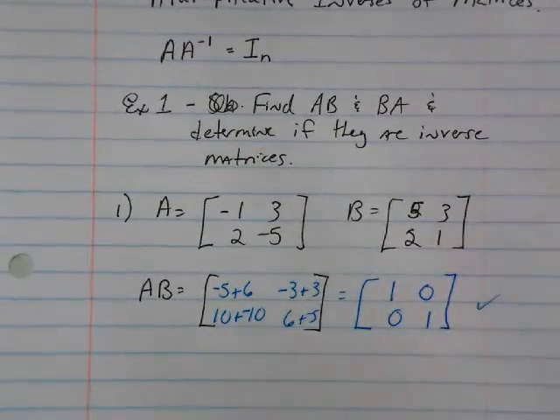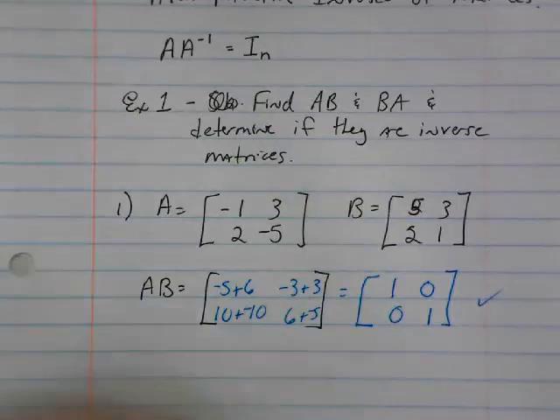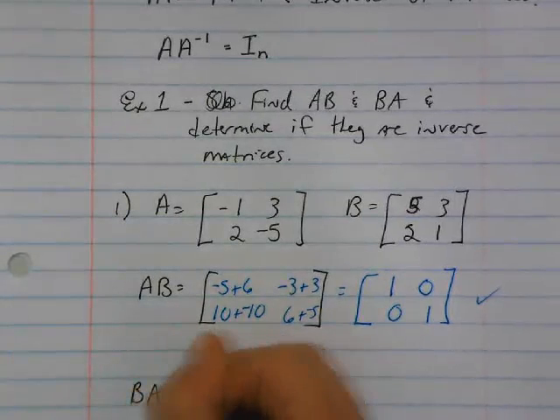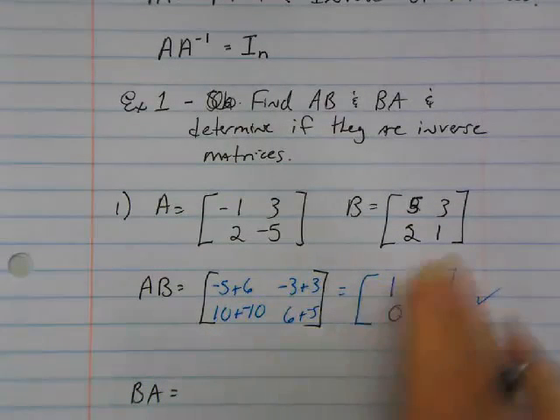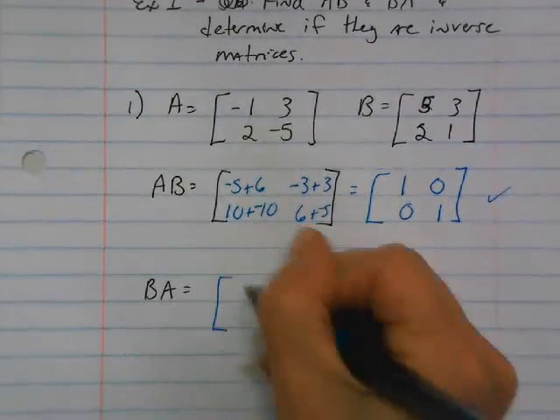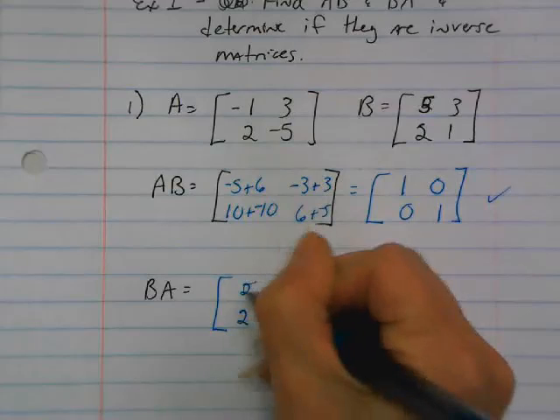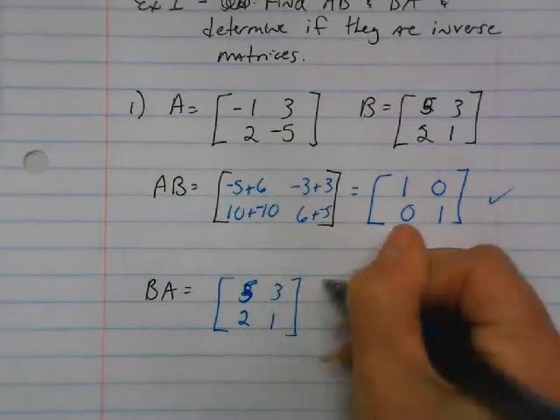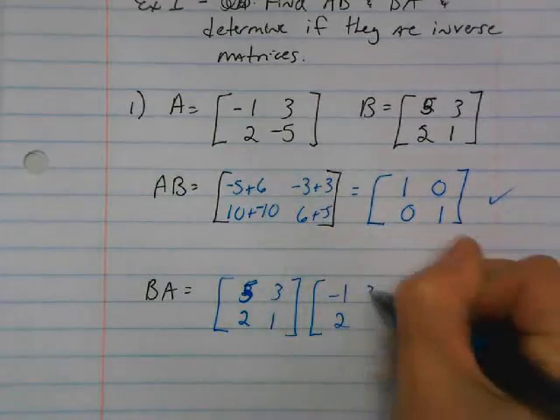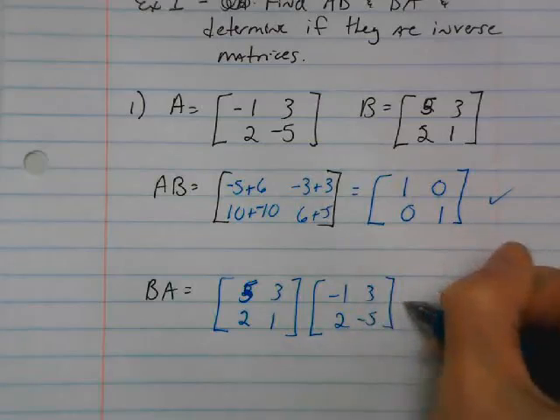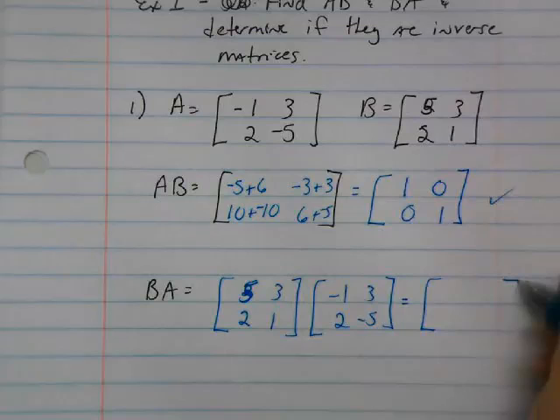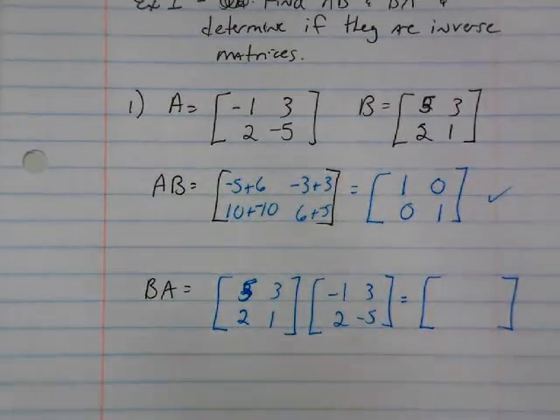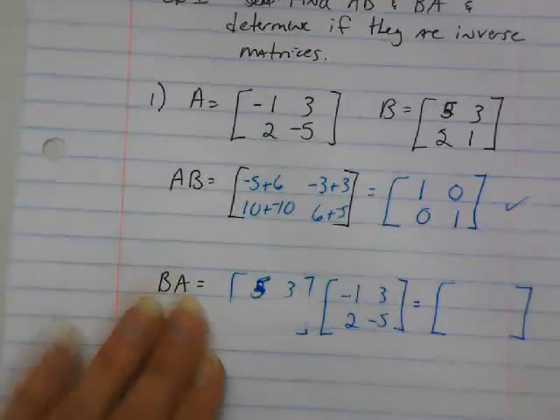So he meets the requirement. Let's do B times A. Now again, I like to just take a second and rewrite it. So I'm going to do 5, 2, 3, 1 times -1, 2, 3, -5. Now, this time I'm going to go ahead and try not to show you all the work. Alright, so row 1, column 1.